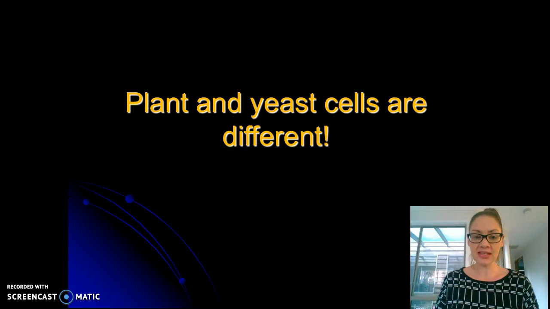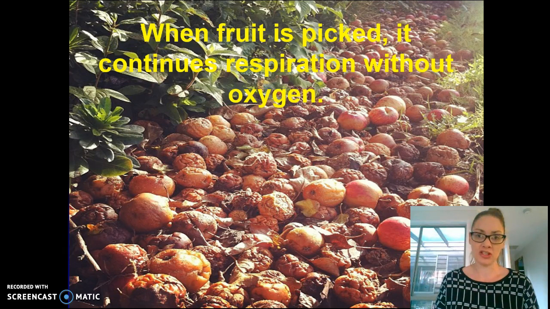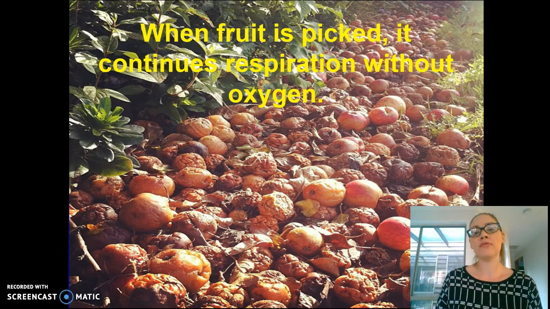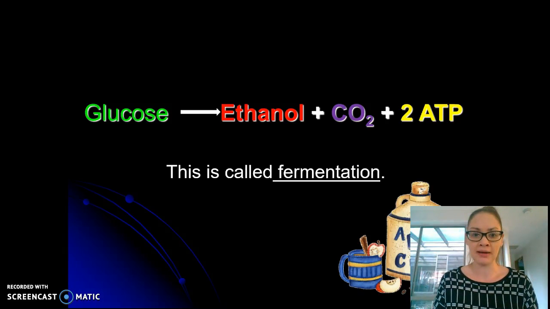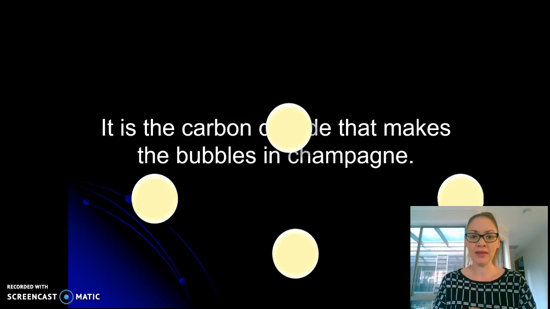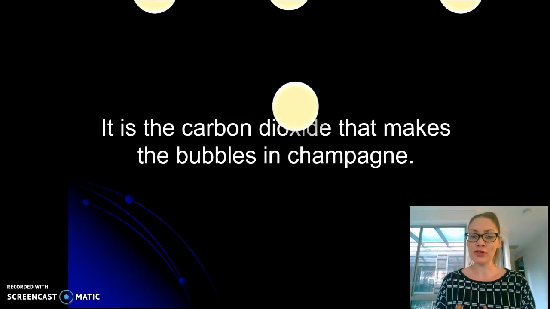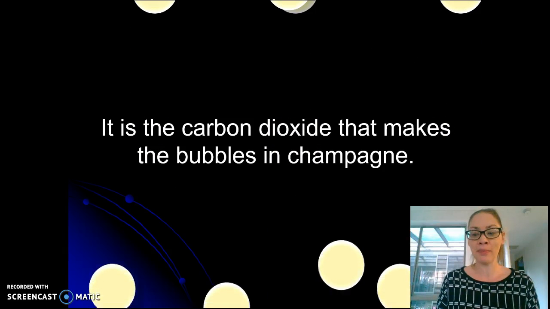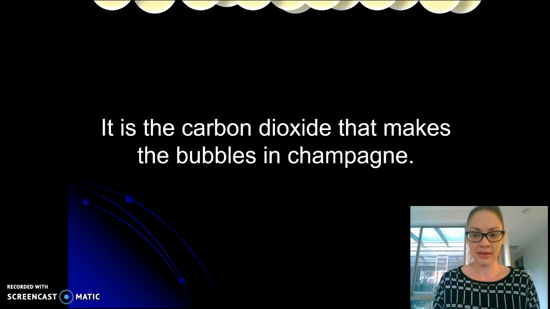Plant and yeast cells are slightly different. They ferment. So fruit continues respiration without oxygen. That's how fruit can still continue to ripen even once you bring it home from the supermarket. So glucose goes to ethanol plus CO2 plus 2 ATP. So it's fermentation, and that occurs in plants. Wine is an excellent example of fermentation. And the carbon dioxide that's produced as a byproduct is what makes the bubbles in champagne.